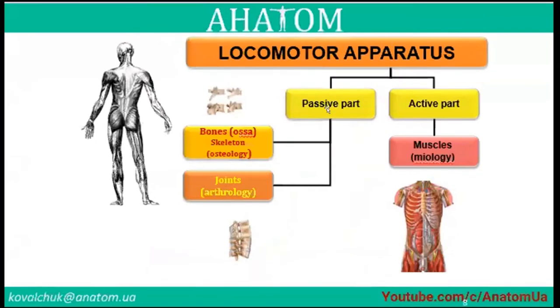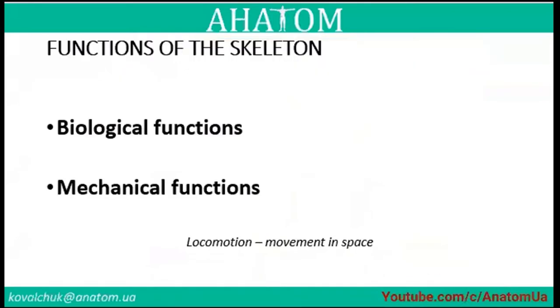The locomotor apparatus consists of an active and a passive part. The active part is myology, or muscles. The passive part is bones and joints. But without movement of the muscles, locomotion is absent. Locomotion is moving in space. And the functions of the skeleton are biological functions and mechanical functions.